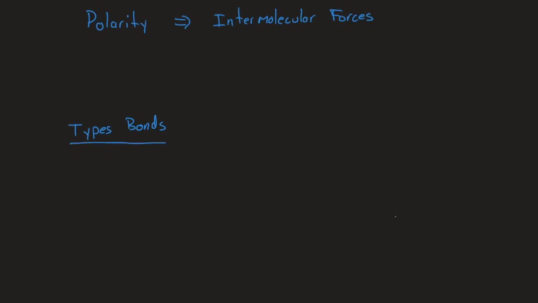In today's video, we're going to continue our discussion of structure and bonding with polarity and how that affects intermolecular forces. On the first day of class, we talked about several different types of bonds, and they included ionic, polar covalent, and non-polar covalent bonds.